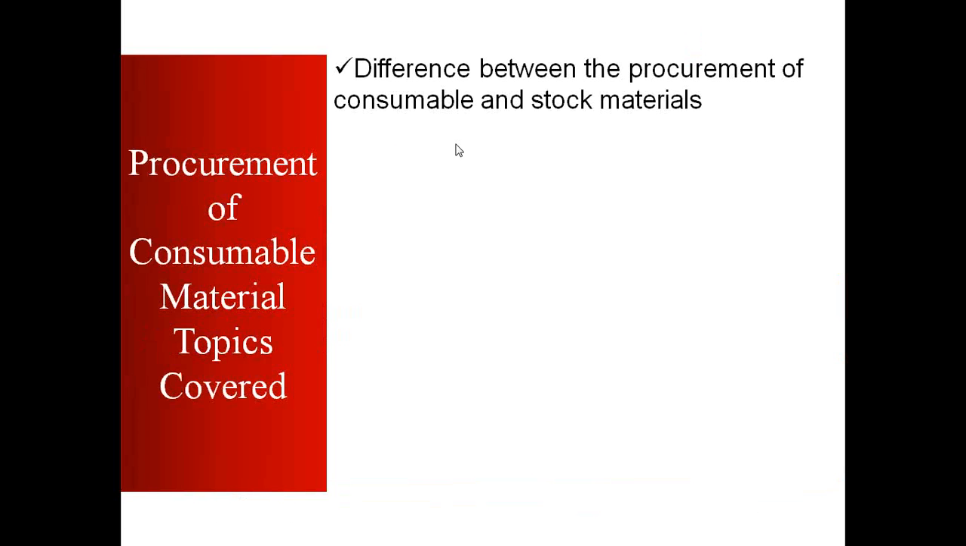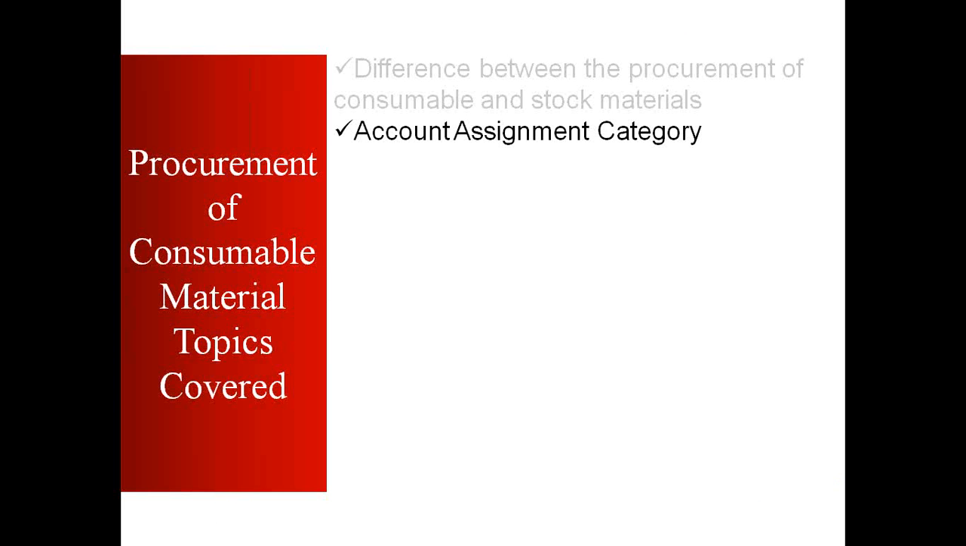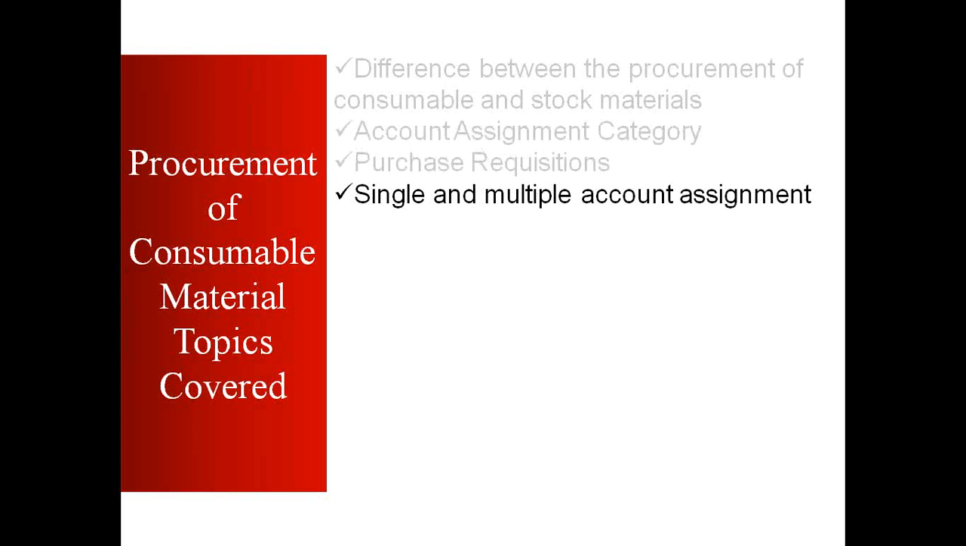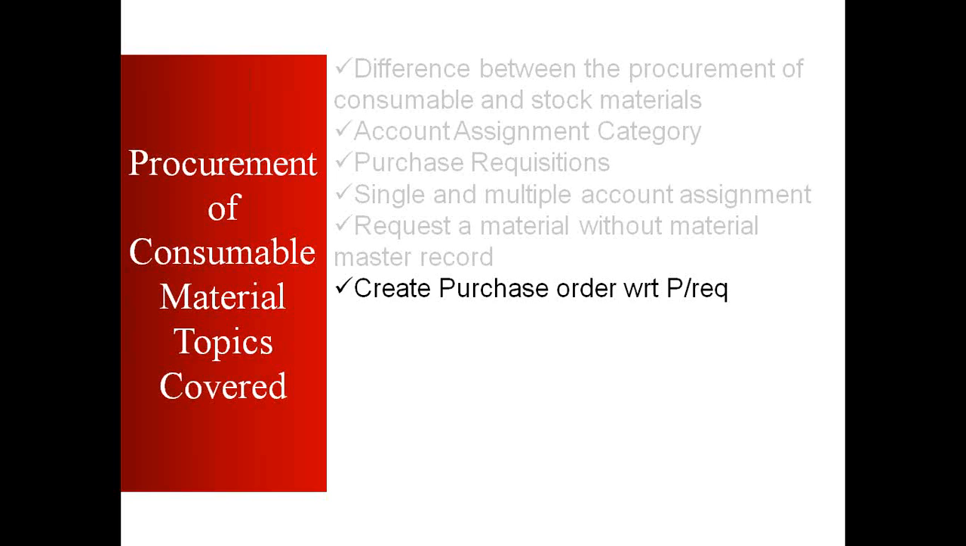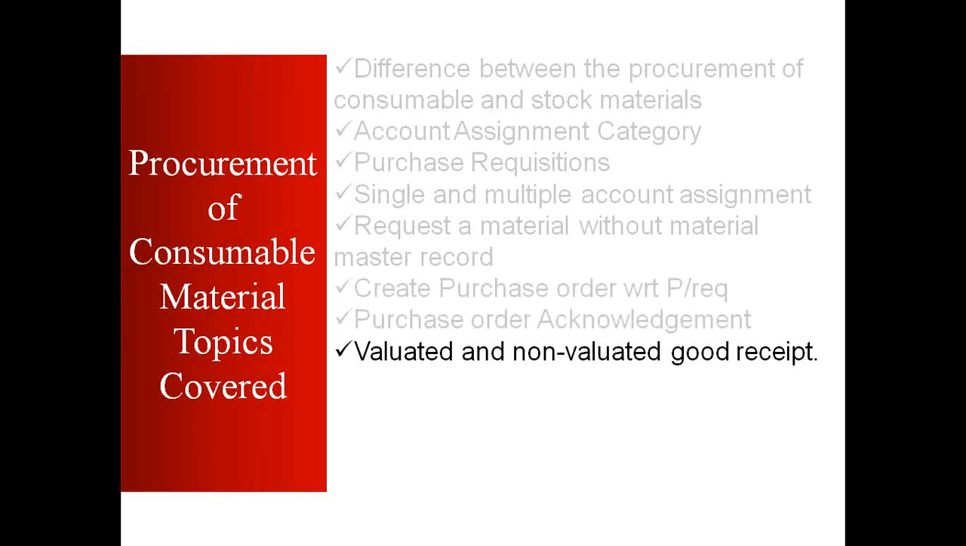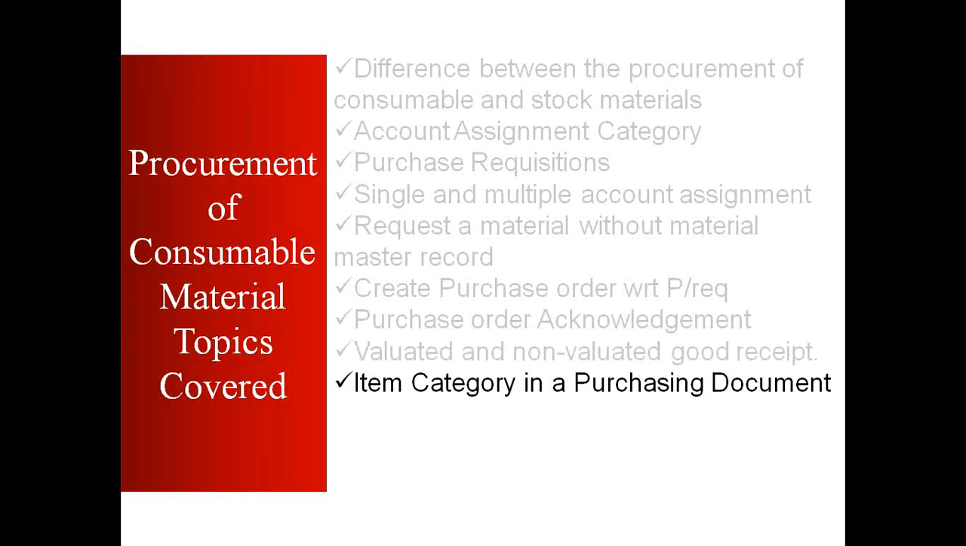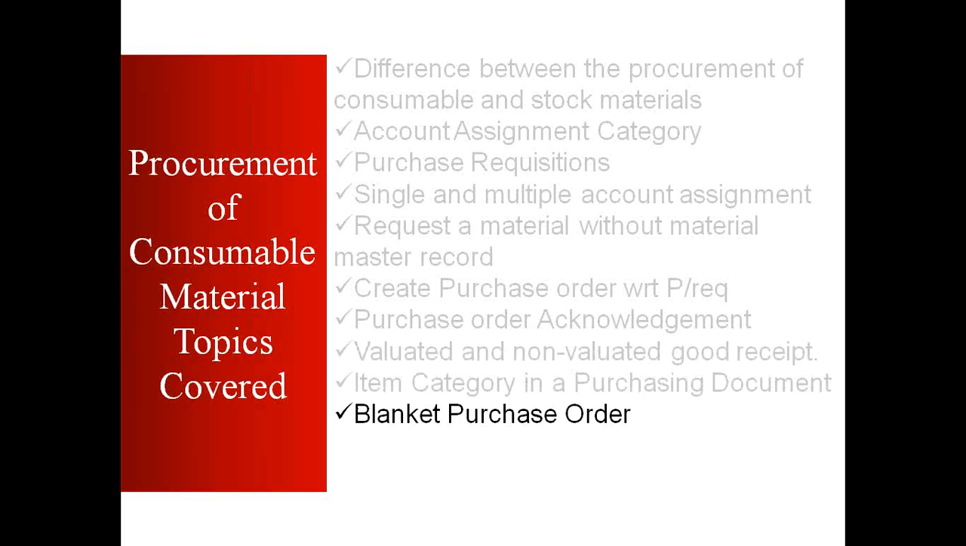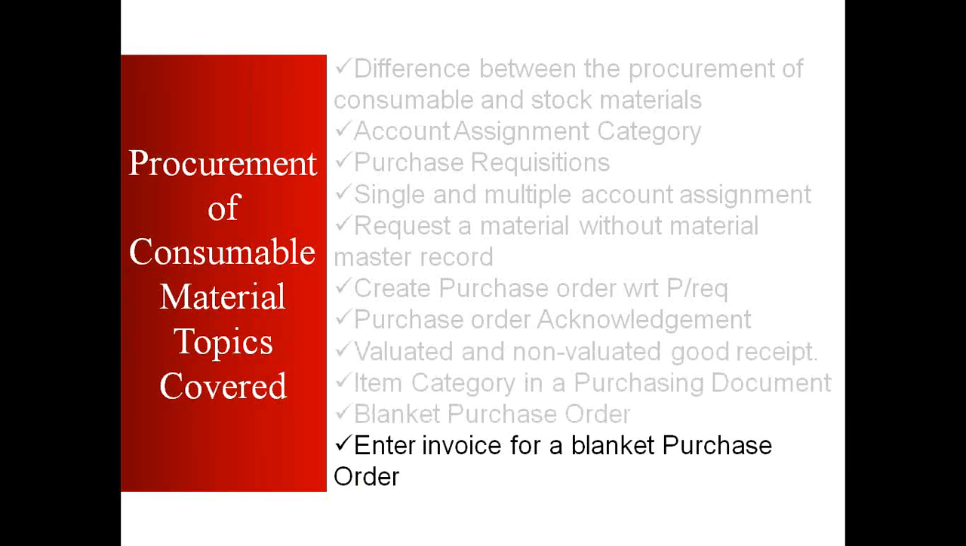The topics that we'll be covering today within consumable materials are: the difference between the procurement of consumable and stock materials, account assignment category, purchase requisitions, single and multiple account assignment, requesting a material without a material master record, creating a purchase order with respect to a purchase requisition, what a purchase order acknowledgement is, valuated and non-valuated goods receipt, item category in a purchasing document, blanket purchase order, and entering the invoice for a blanket purchase order. So these are the topics we'll be covering today.